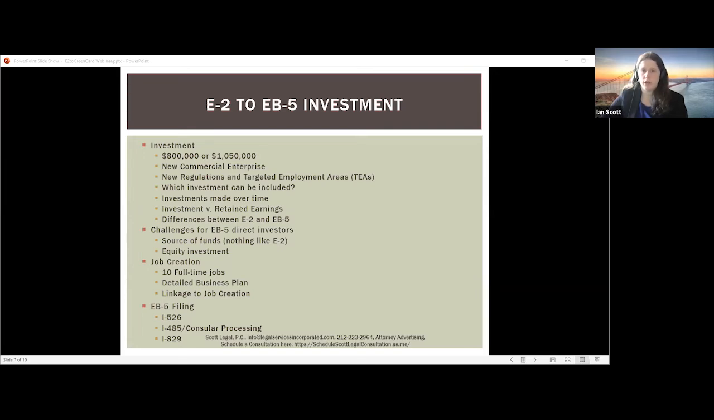When Congress reauthorized the Regional Center Program on March 11th, they increased the investment amounts from 500,000 and 1 million to 800,000 and 1,050,000. The investment can be made in an existing business that was started after 1990. So long as the business was started after that, EB-5 can be an option.